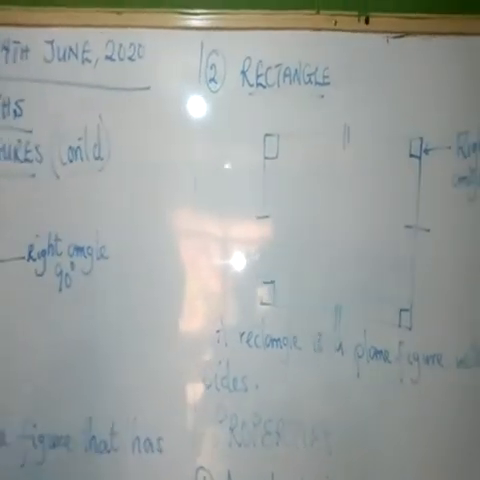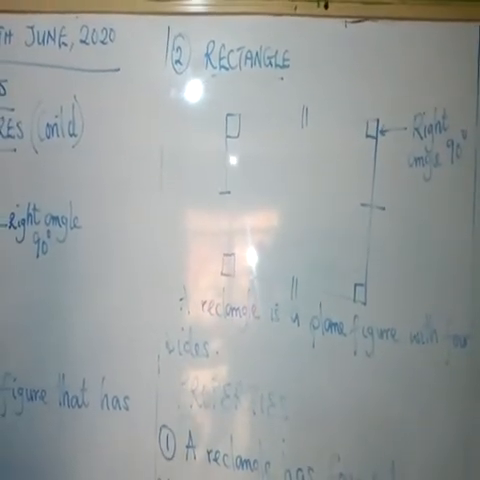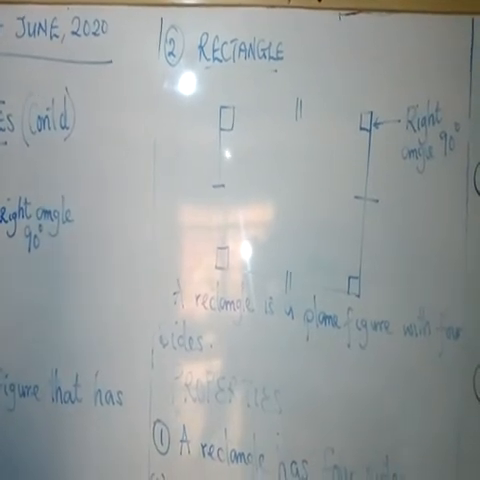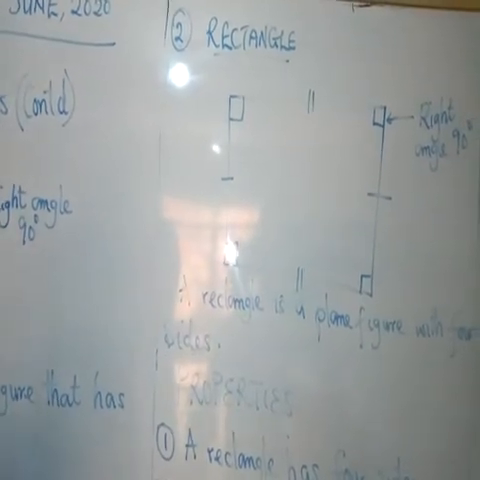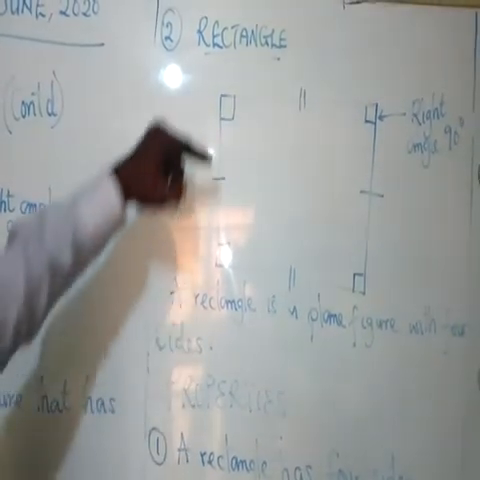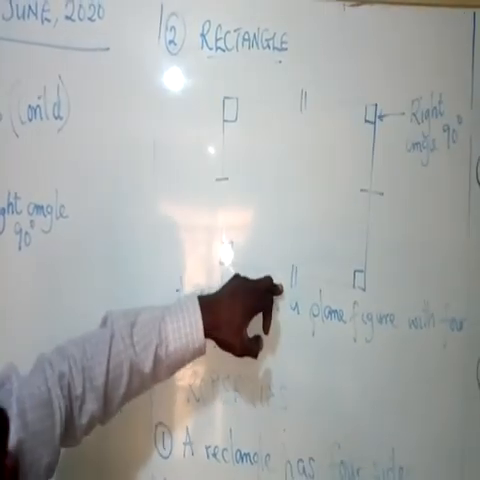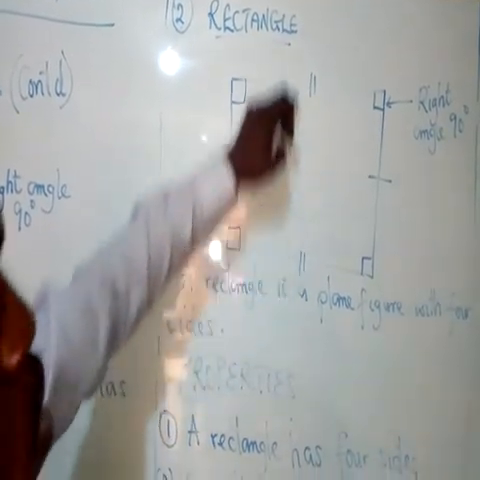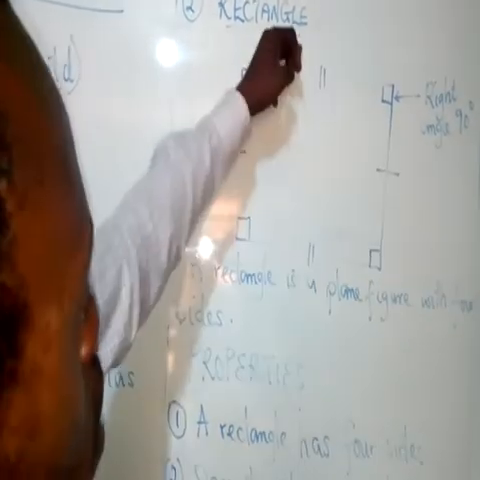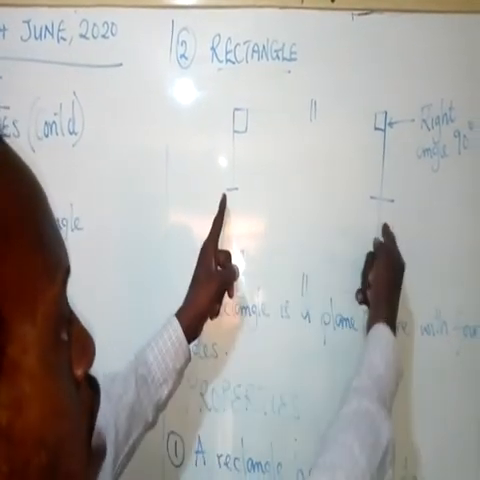Let's take a look at the rectangle. A rectangle is also similar to a square to some extent, in the sense that it has four sides. But if you take a look at a rectangle very well, the four sides are not equal. Look at this. 1, 2. These two are equal. And so we refer to them as what? Opposite sides. Why? They are facing each other. Now take a look at these two. They are also facing each other and they are equal.